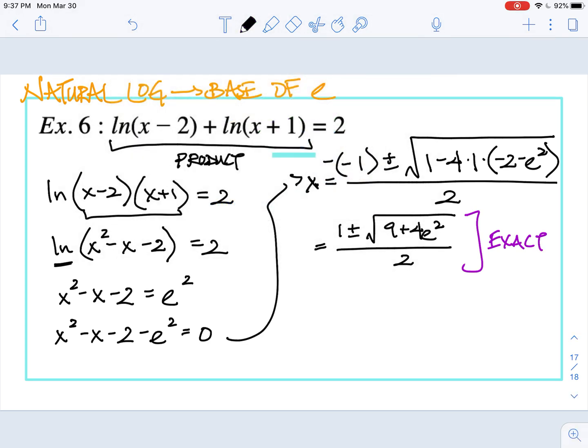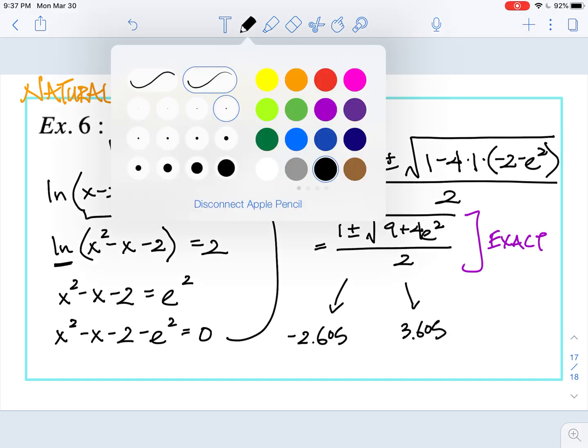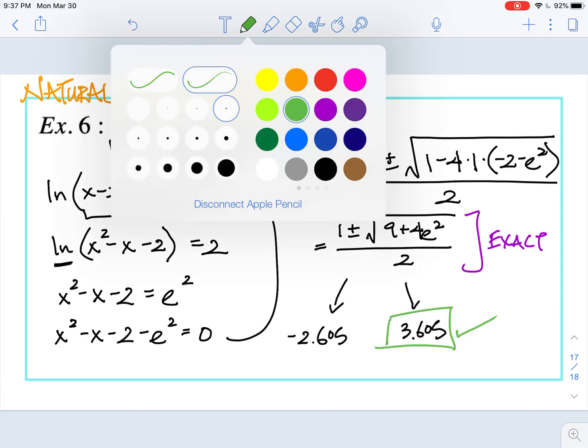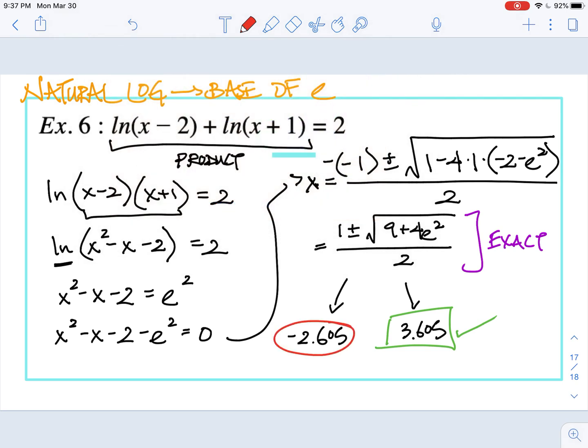But if you want to test and make sure that they both work, probably better to turn them into the 2 separate decimals. One of them will give you negative 2.605, and the other one will give you 3.605. Now, as it turns out, this one, when you plug it back in, does give you an answer, but this one, when you plug it back in, does not. So in this case, there's only one solution to our equation, which is that x equals 3.605. And that, folks, is 4.6, solving exponential and log equations.